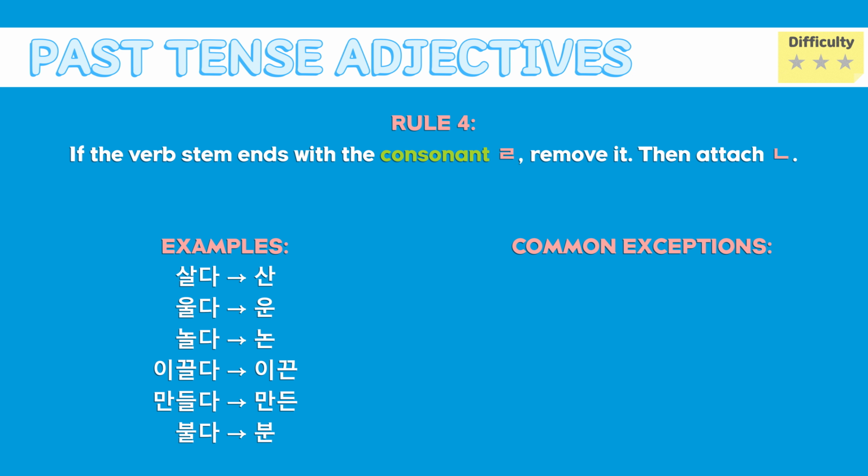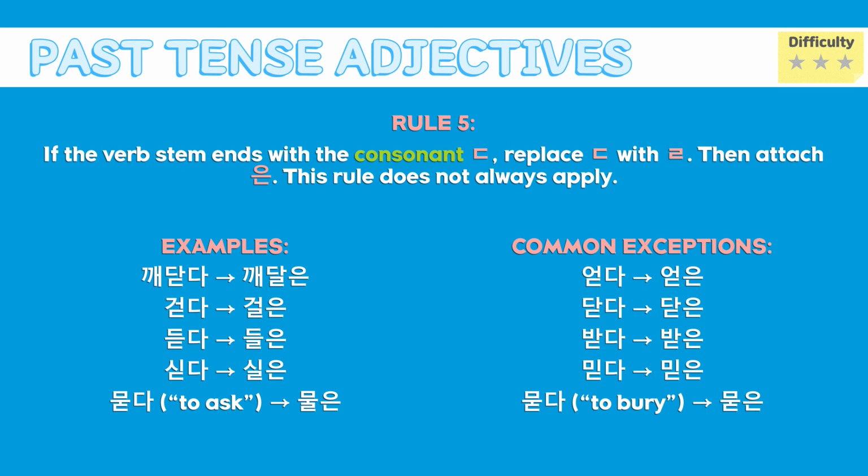Rule 4. If the verb stem ends with the consonant 리을, remove it, then attach 니은. Here are some examples. You can pause the video here. Rule 5. If the verb stem ends with the consonant 디귿, replace 디귿 with 리을, then attach 은. This rule does not always apply. Here are some examples and exceptions. You can pause the video here.